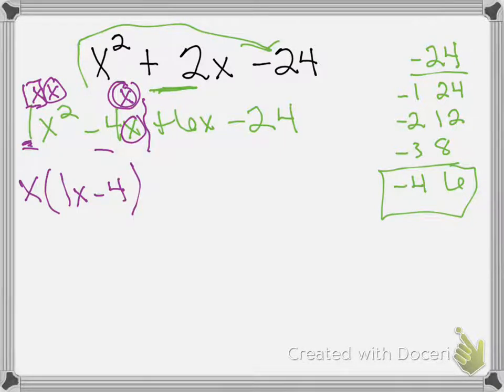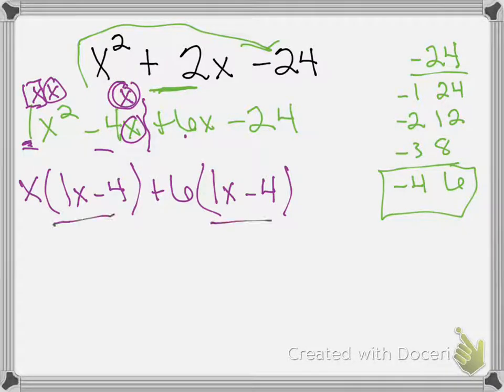Then when we look at our second half, we've got a 6 and a 24. The biggest number that goes into 6 and 24 is a 6. We can't factor an x away because the 24 doesn't have one, so we start our parentheses. 6 divided by 6 is 1, and then the x comes along. -24 divided by 6 is -4, and we close off the parentheses.